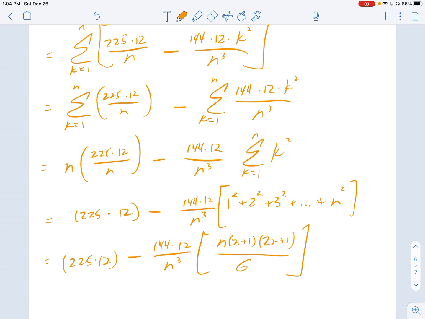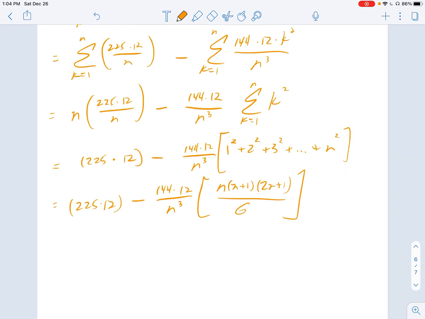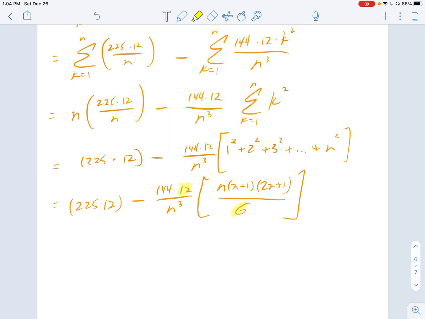Actually, I'm double checking in my head because I have not looked this up. Yeah, that's fine. All right. And while we're here, I'll just notice that the 12 and the 6 provide a nice little bit of cancellation. So what we have here is 225 times 12 minus 288, because what's left is 2 times 144 times 2, times n plus 1 times 2n plus 1 over n cubed.